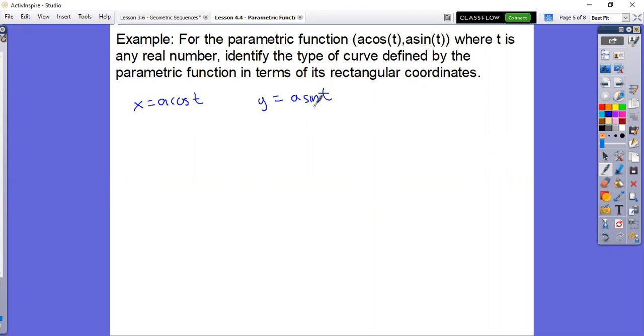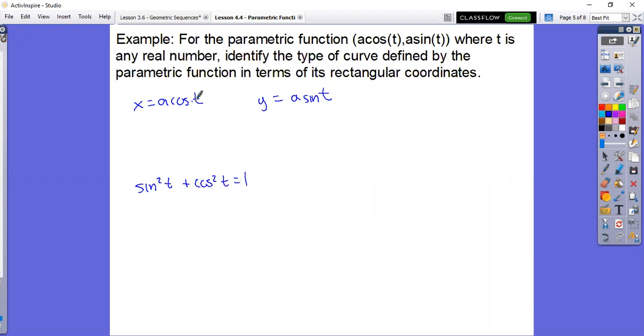Here I would have sine inverse of y over a, which again would not look nice if I plugged it back in over here. So instead what I'm going to do is I'm going to notice, all right, I've got sine and cosine involved. So if I've got sine and cosine involved, then I can remember there's a Pythagorean identity that I can use that says sine squared of t plus cosine squared of t is equal to 1.